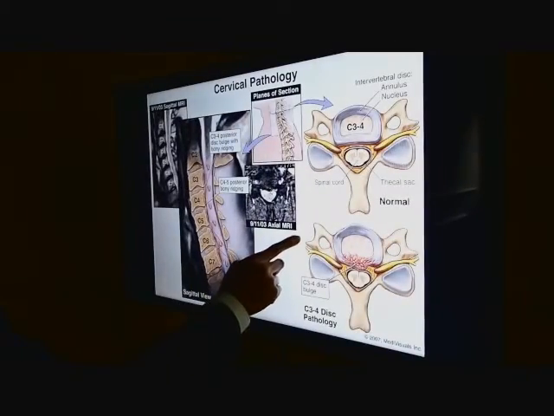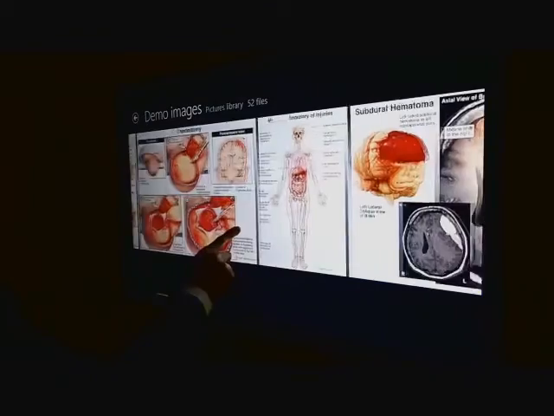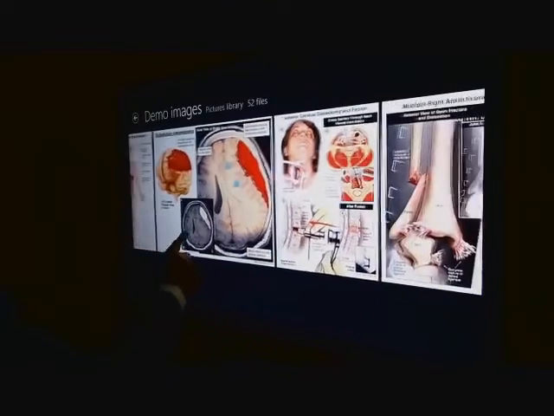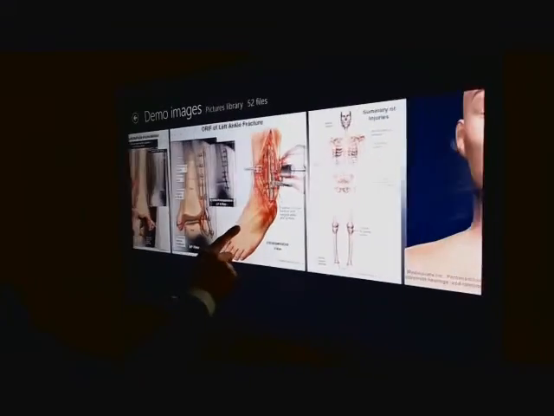One of the great things about being a part of MediVisuals is that I have access to tens of thousands of illustrations and animations. So when the decision comes at 11 p.m. that you need another visual, I can make that happen.